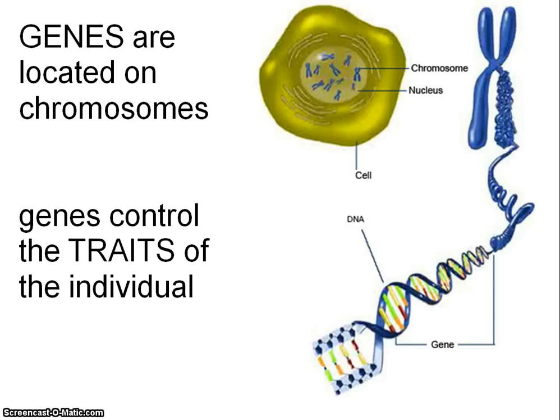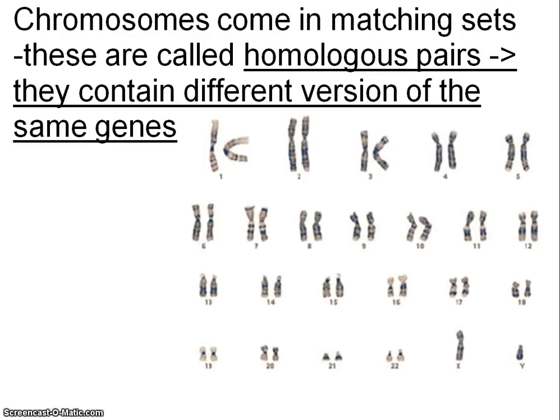Alright, so on those chromosomes you have genes, right? So chromosomes are made of DNA, and a section of DNA that codes for a particular trait is called a gene. And so that's how your DNA gives you your traits. So now when we look at your 46 chromosomes, they're actually organized into homologous pairs, so they have sets. These homologous pairs contain different versions of the same genes.